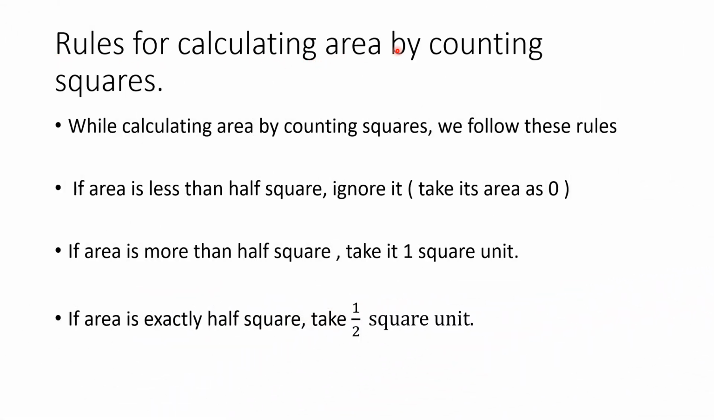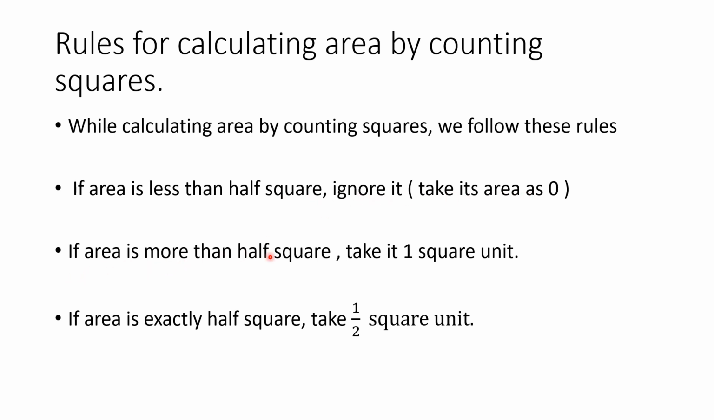Rules for calculating area by counting squares. So there are some rules for calculating area by counting squares. Let's learn first. So students, you have to write this in your geometry notebook. While calculating area by counting squares, we follow these rules. If area is less than half square, ignore it. That means take its area as 0. So when you count squares, if it is less than half square, you have to ignore it. That means its area is 0.